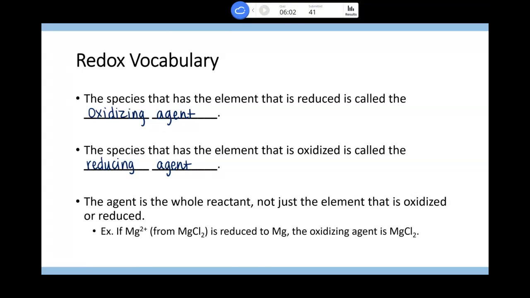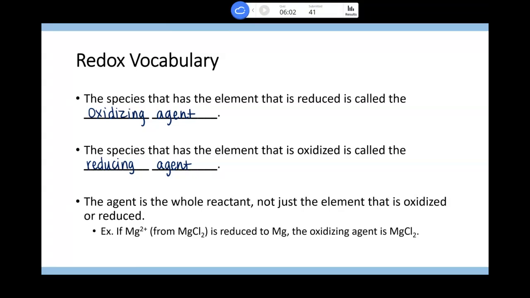Wait, so how do we tell if an oxidation state increases or decreases? We will do that on the next slide, but what we do is find the oxidation states of all the elements in the reactants and all the elements in the products. We identify which element changed oxidation state. If it increased, it's oxidation. If it decreased, it's reduction.